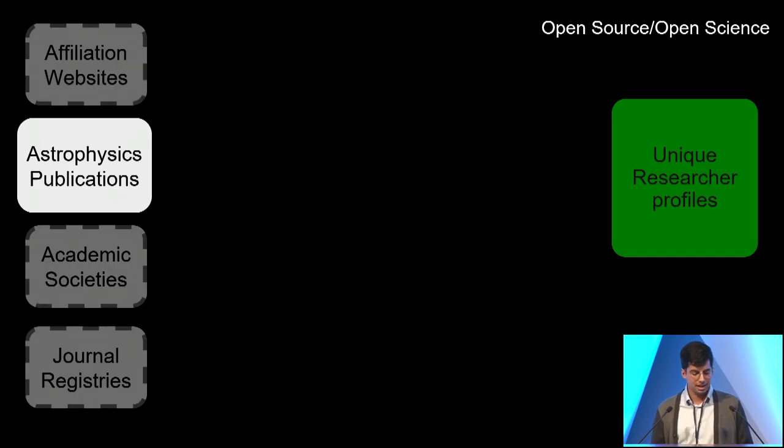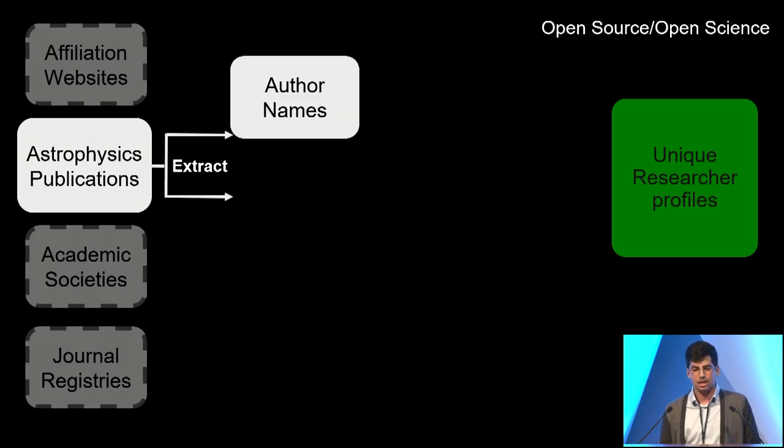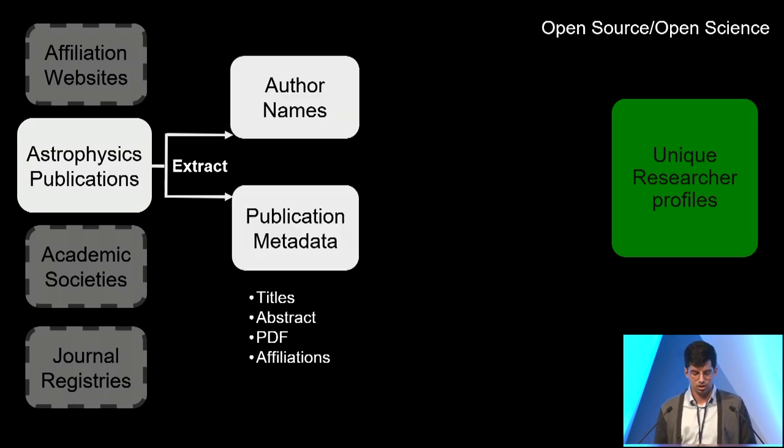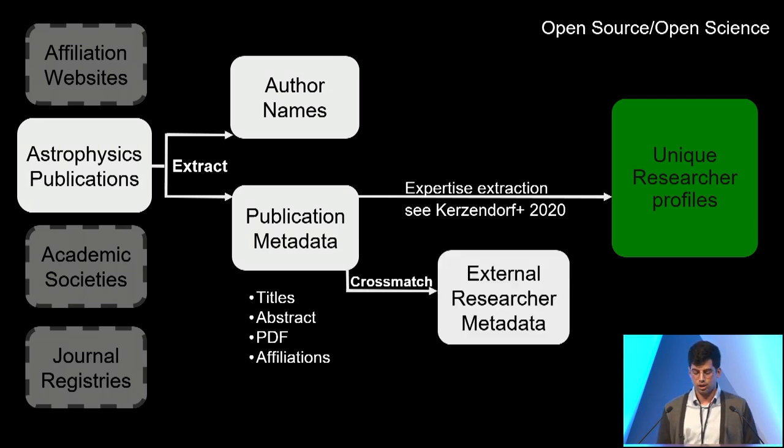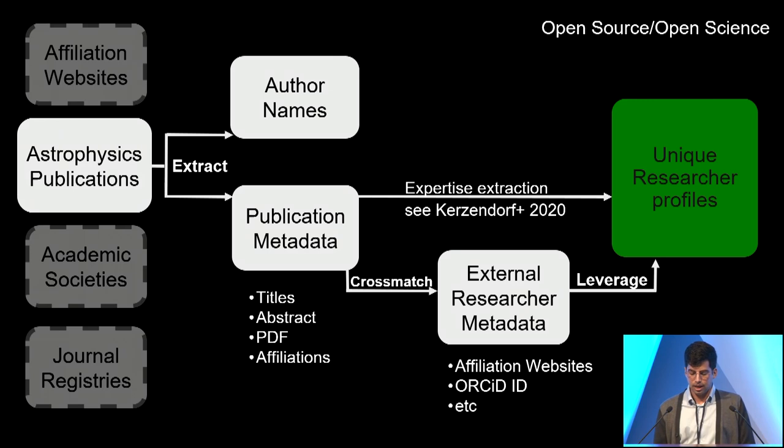Our pipeline has the goal of creating unique researcher profiles. There are many sources for this information, such as affiliation websites, but we choose astrophysics publications as a majority of them are open access, and we extract the author names and the publication metadata, such as titles and abstracts. The publication metadata is then input into the unique researcher profiles, and you can extract expertise from this, as in Kerzendorf et al. 2020. The publication metadata can also be cross-matched to external researcher metadata sources, such as affiliation websites or ORCiD IDs, and this can be leveraged to create a more robust, unique researcher profile.